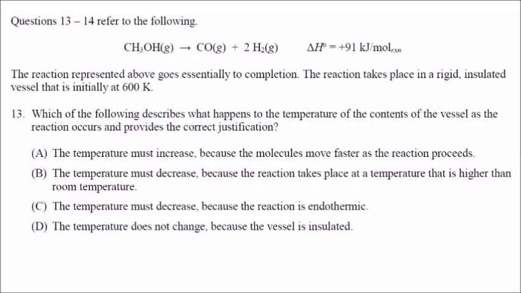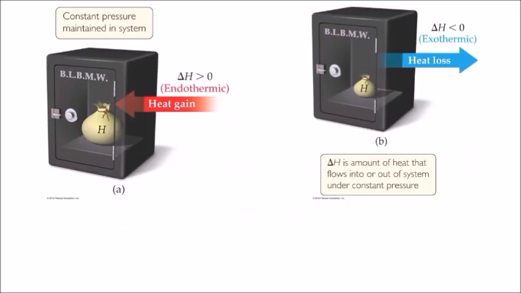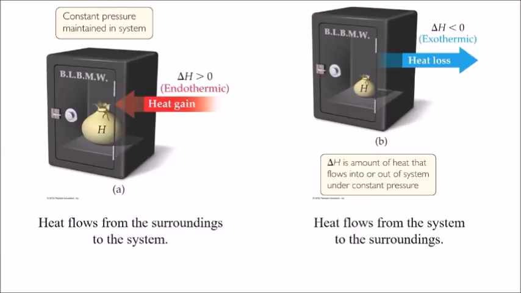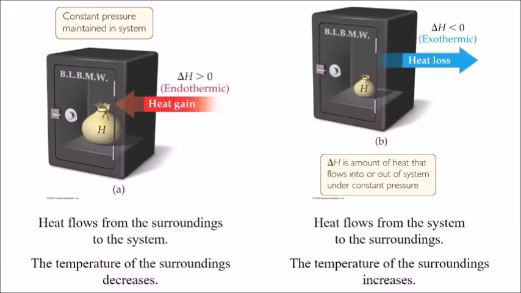Let's talk about endothermic versus exothermic. In an endothermic reaction, heat flows from the surroundings to the system, whereas in an exothermic reaction, heat flows from the system to the surroundings. So we're monitoring the temperature. Typically that thermometer is part of the surroundings. So with an endothermic reaction, the temperature of the surroundings decreases. With an exothermic reaction, the temperature of the surroundings increases.